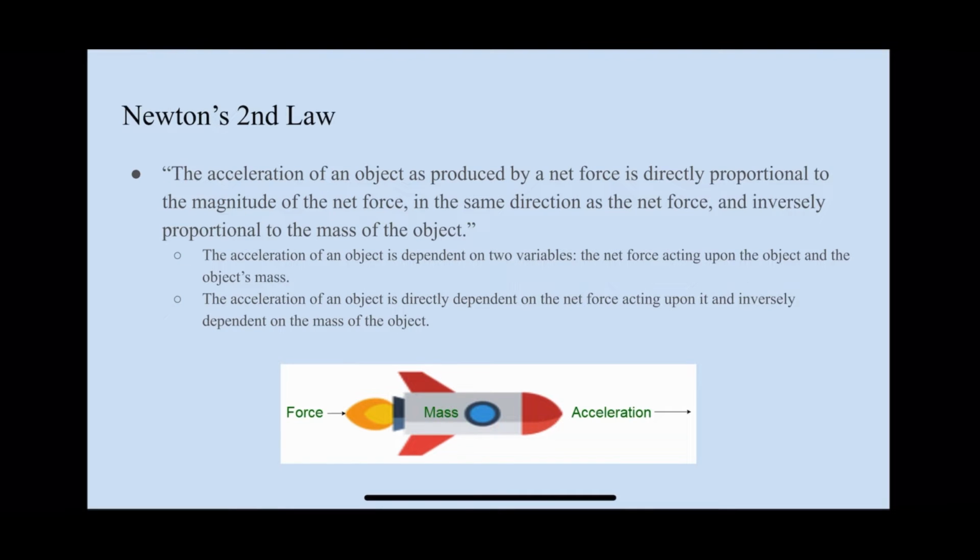Newton's second law states that the acceleration of an object is produced by a net force that is directly proportional to the magnitude of the net force, in the same direction as the net force, and inversely proportional to the mass of the object. The acceleration of the water bottle was affected by its mass and net force. The mass of the bottle has an inverse effect on the acceleration, meaning if the mass increased, the acceleration would have decreased and vice versa.